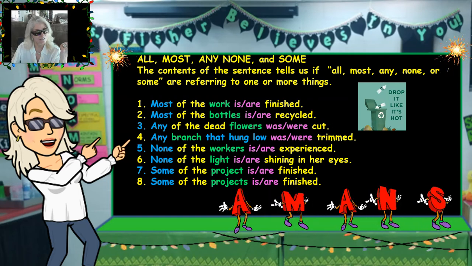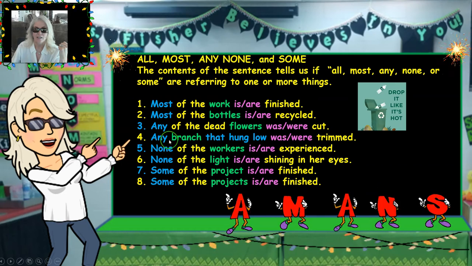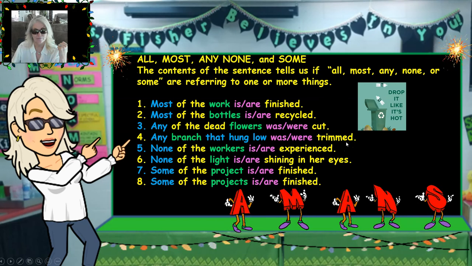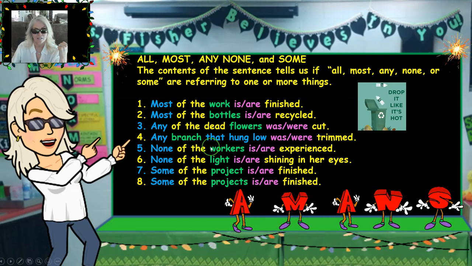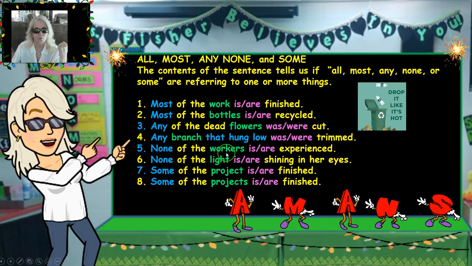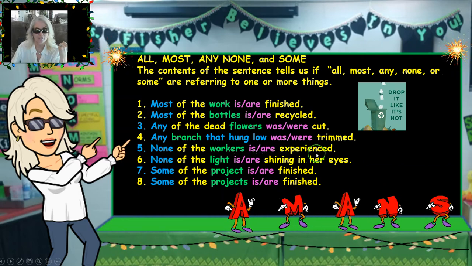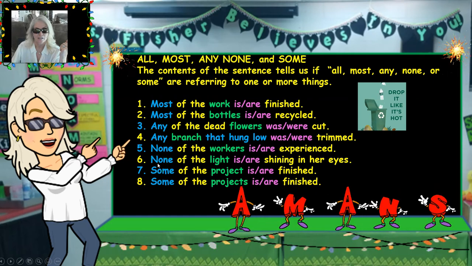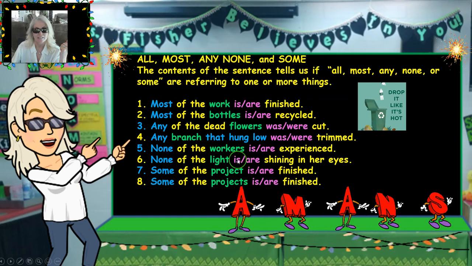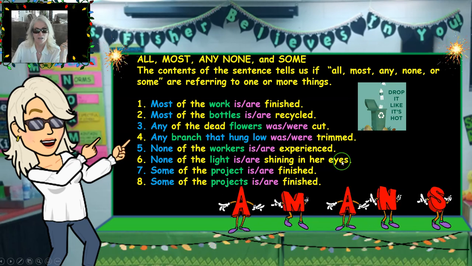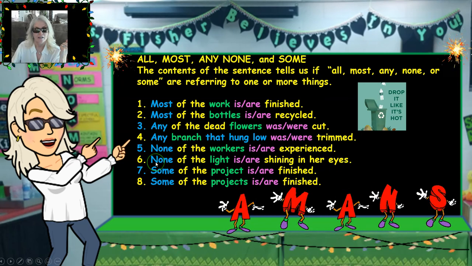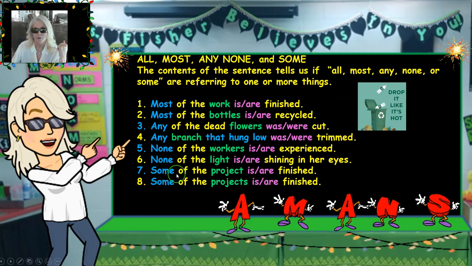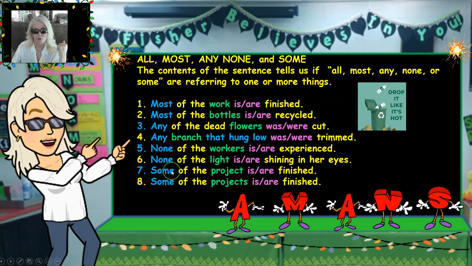Almost, any, none, and some. Any branch that hung low was or were trimmed? None of the workers is or are experienced? Almost, any, none, and some. None of the light is or are shining in her eyes? Almost, any, none, and some. Some of the project is or are finished? Almost, any, none, and some.